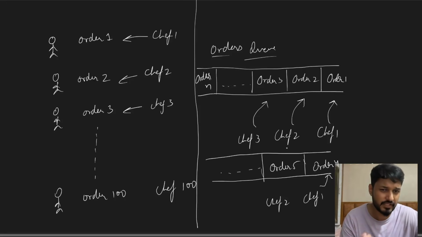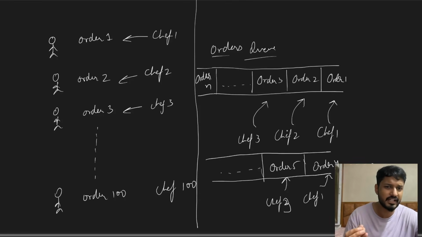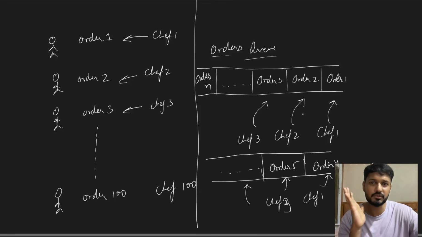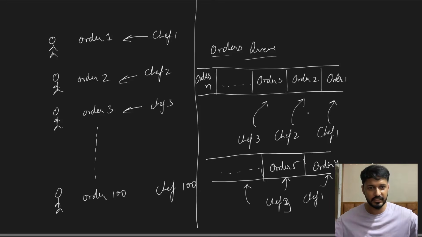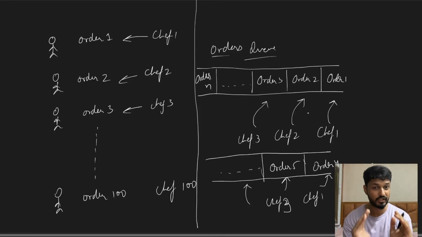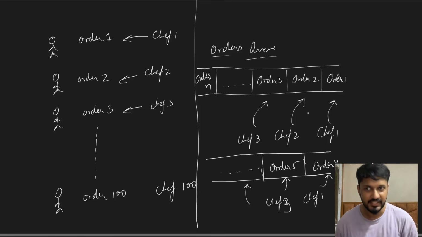Now, instead of chef 2, suppose chef 3 finishes the order first. So if chef 3 finishes preparing order 3, then chef 3 will come here and pick up the next order. Post that, if chef 2 gets free, chef 2 can come and pick the next order from this particular queue, right? So this is how it goes. We have created a queue and we have created a fixed number of chefs. This is very important. So by doing this, what have we achieved?